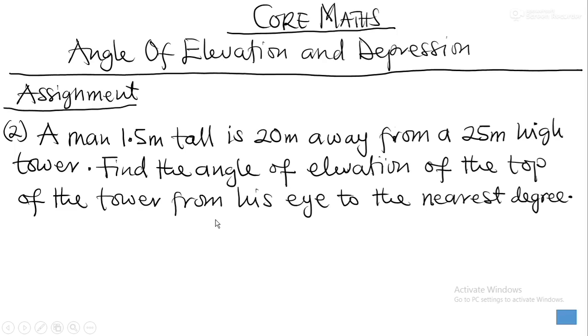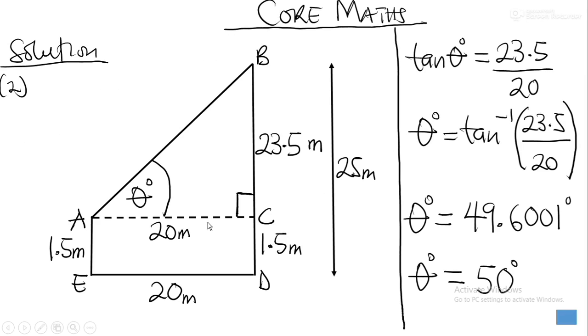Good. So now, let's look at the solution. So this is also the diagram. Now we're told that the height of the man is what? 1.5 meters. And then this is the tower. BD is the tower. And the distance between the man and the tower is what? 20 meters. And we were also told that the tower is what? 25 meters. So the height of the tower is what? 25 meters. Good. So the same concept as the first one.